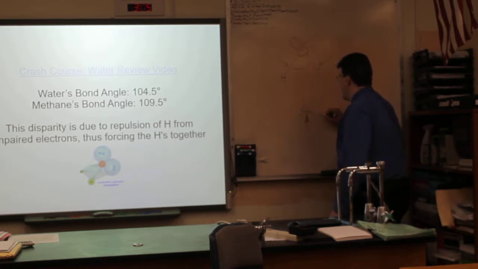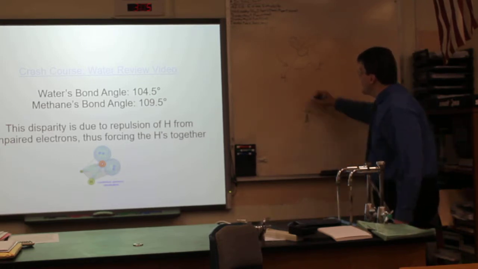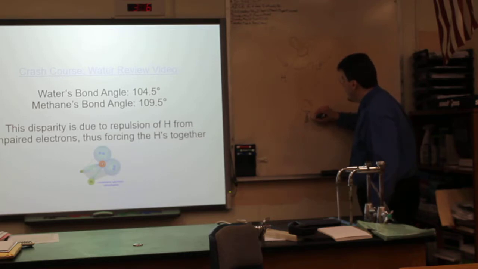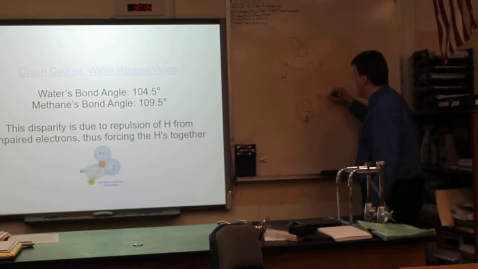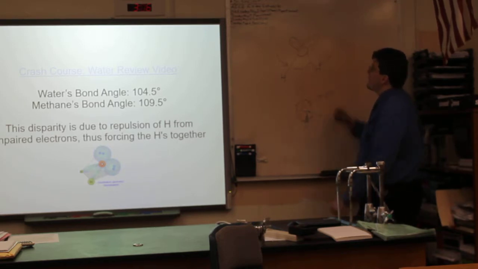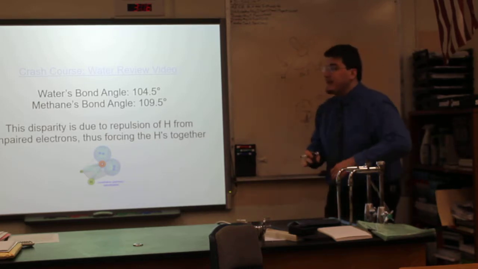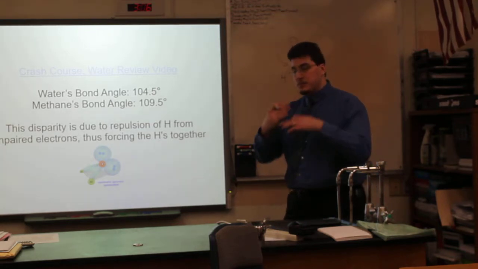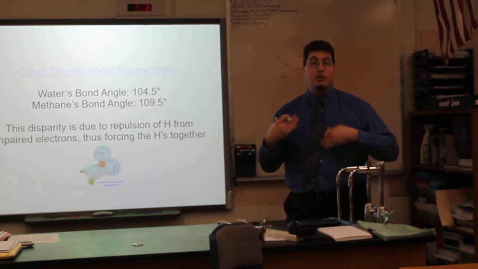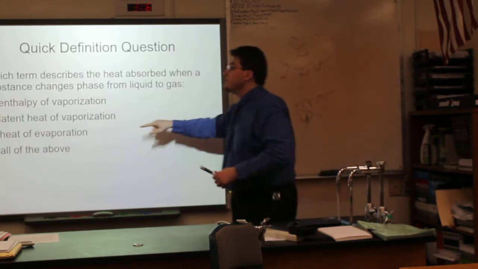But in methane, we have equidistant hydrogens, which all have the same bond angle between all the angles, and that is 109.5 degrees of angle. This is 104.5. Now this disparity has a lot of added benefits, including the particular shape of the solid water crystal, aka ice, which we will discuss in a moment.